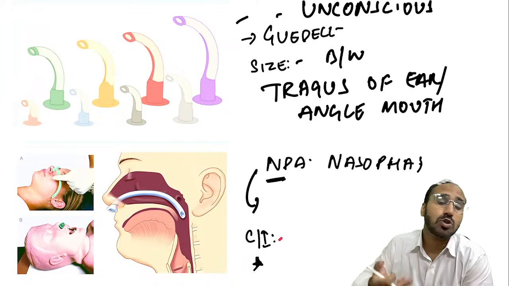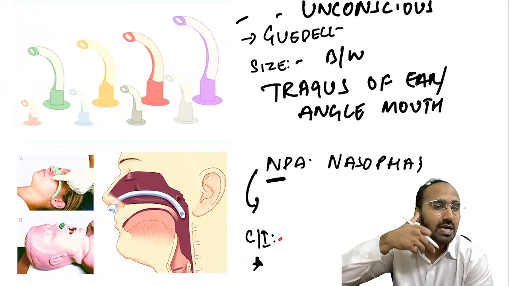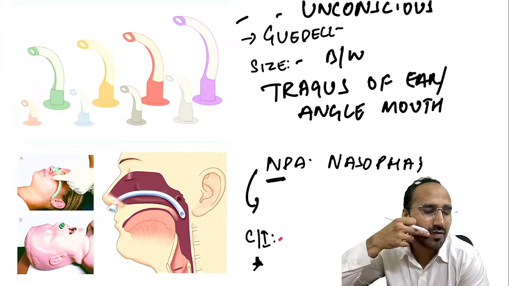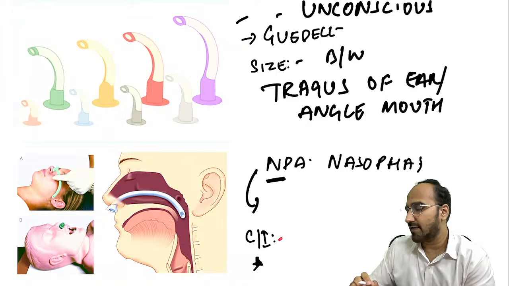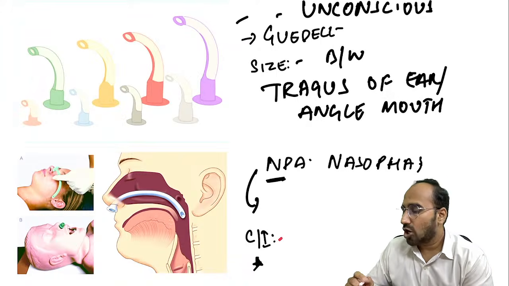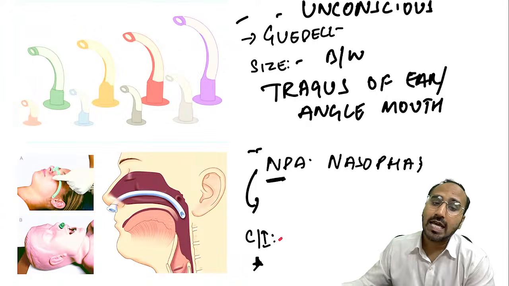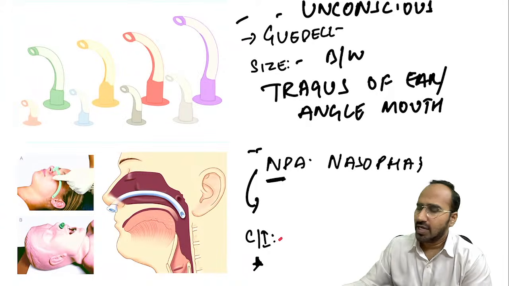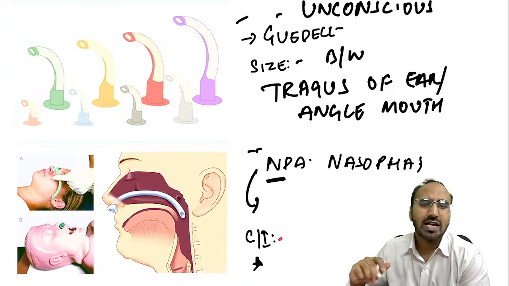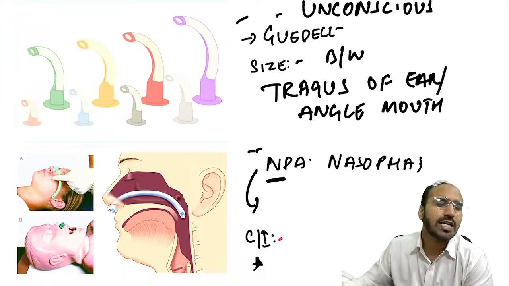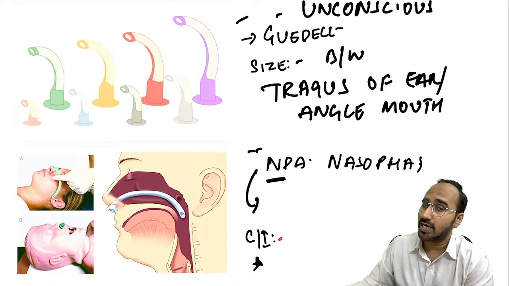But how will you come to know the exact size of Guedel's airway? Keep the airway between the tragus of the ear and the angle of the mouth. If it is fitting, then you can use this airway. But if the patient is conscious, then in a conscious patient, you can go for a nasopharyngeal airway. If the patient is not able to maintain his airway and you don't know how to intubate, just put a nasopharyngeal airway. But there are some contraindications.